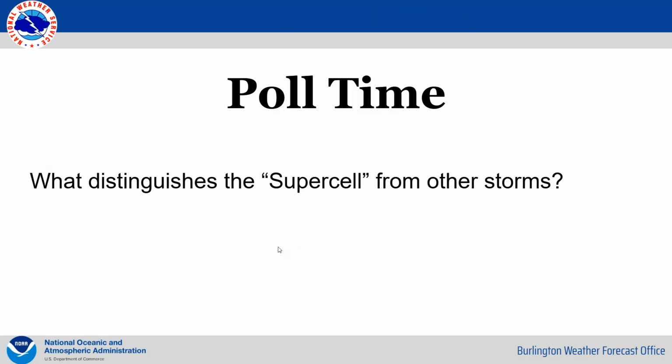So let's go into our poll. We've gone over our warning system and how warnings are issued, how we do that based off of radar. We've looked at all kinds of different radar signatures. We've gone over the different types of thunderstorms and how wind shear affects their radar signature and evolution. So at this time, we'll poll here what distinguishes a supercell from other storms.